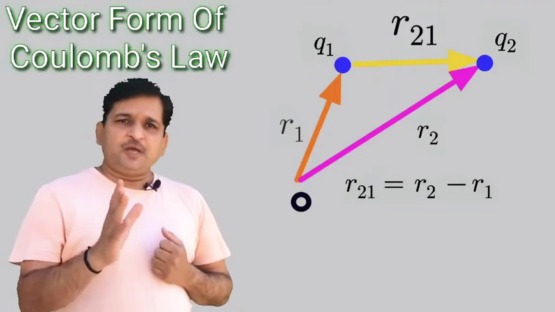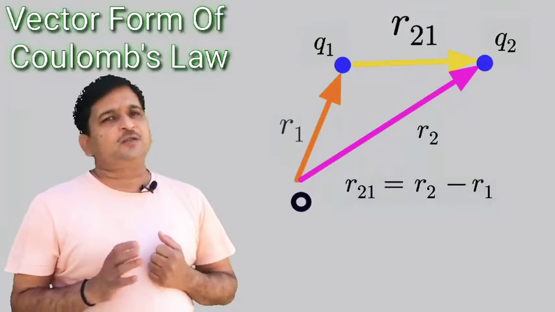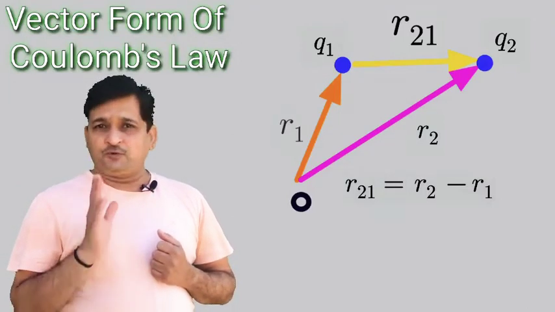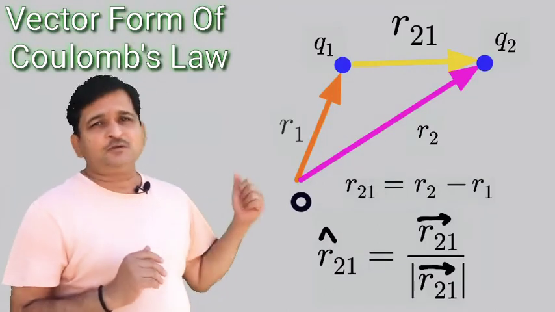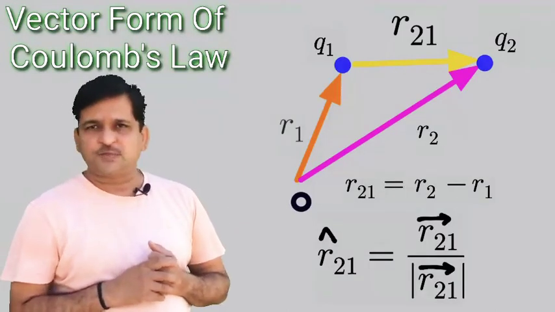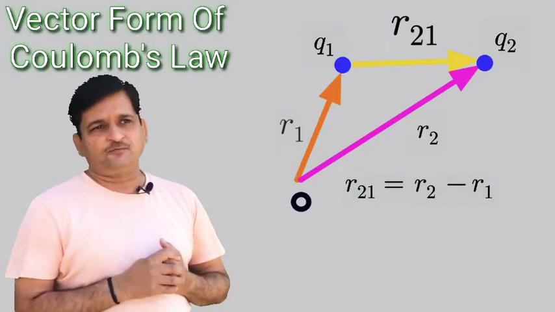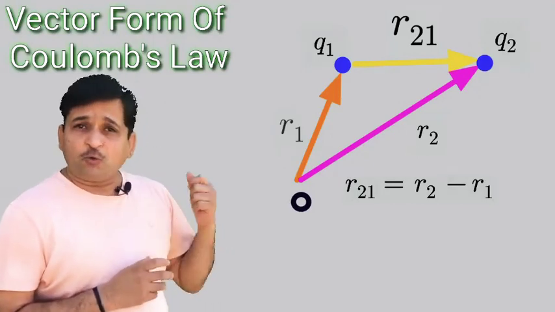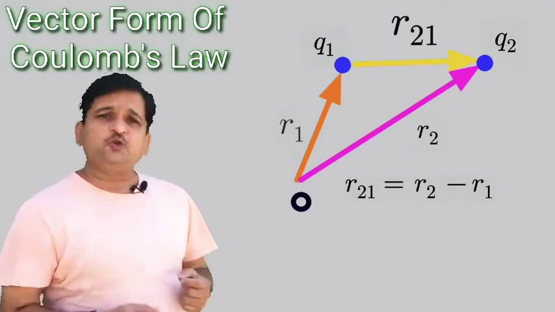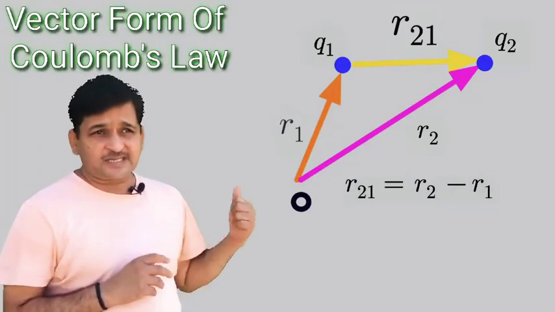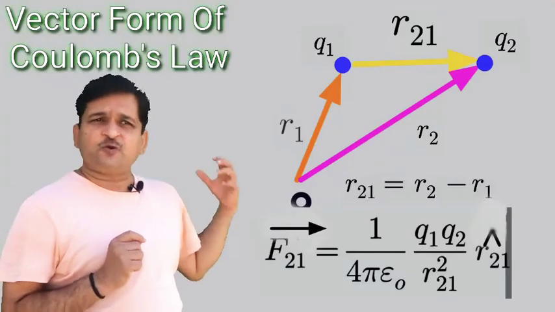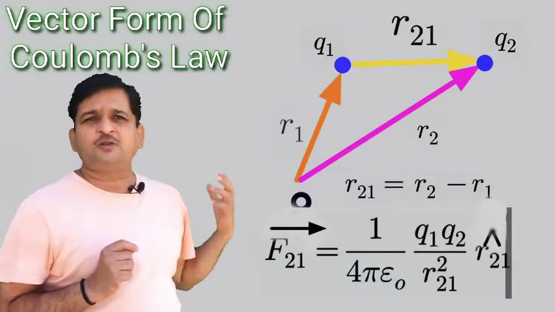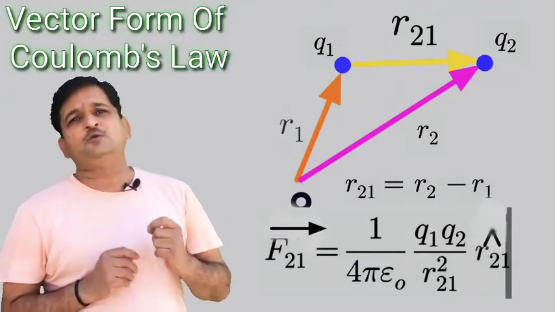Now we take a unit vector in the direction of R21. So vector R21 cap is equal to vector R21 upon mod of R21. Now we can write the vector form of force. Now the force on charge Q2 due to charge Q1 is represented by F21. So vector F21 is equal to 1 upon 4 pi epsilon naught, Q1 Q2 upon R21 square, into R21 cap.